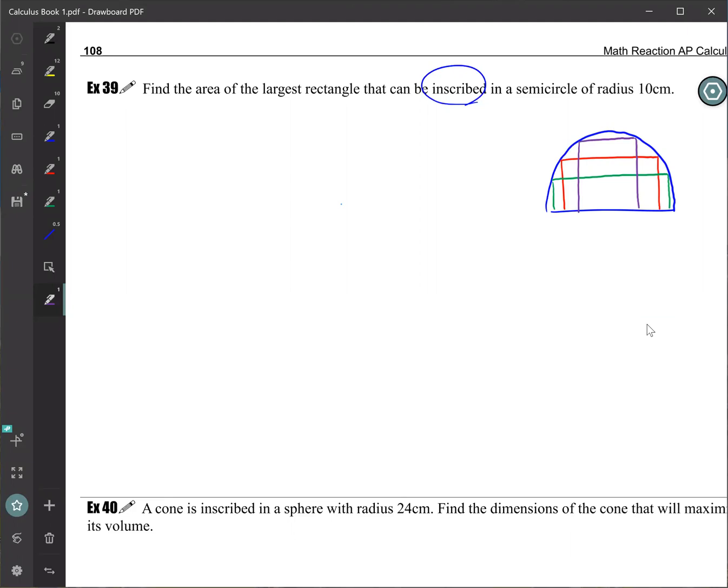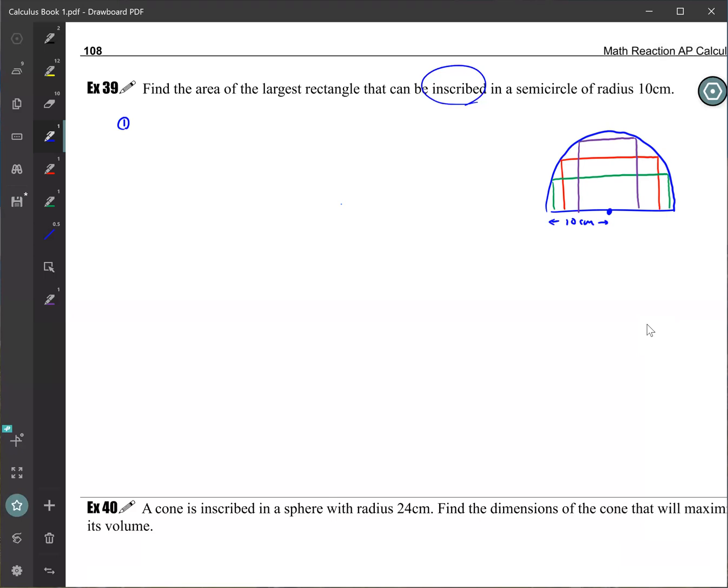So somewhere in between, there should be a maximum dimension that makes the area as big as possible, okay? Within the semicircle, and the radius is fixed. We have 10 centimeters. Okay, so we need to have that statement, right? Doesn't matter what kind of question, the steps are the same.